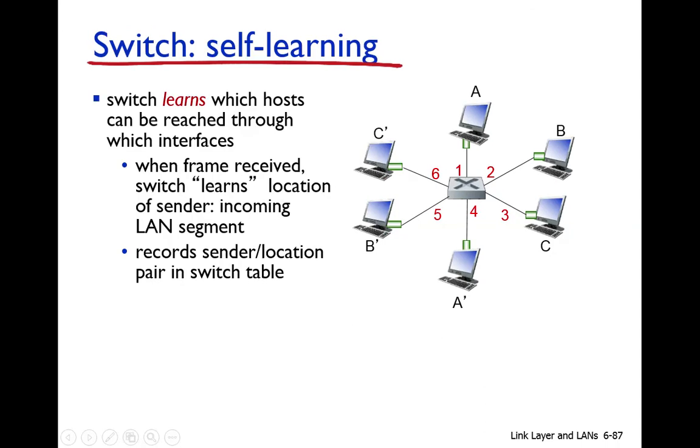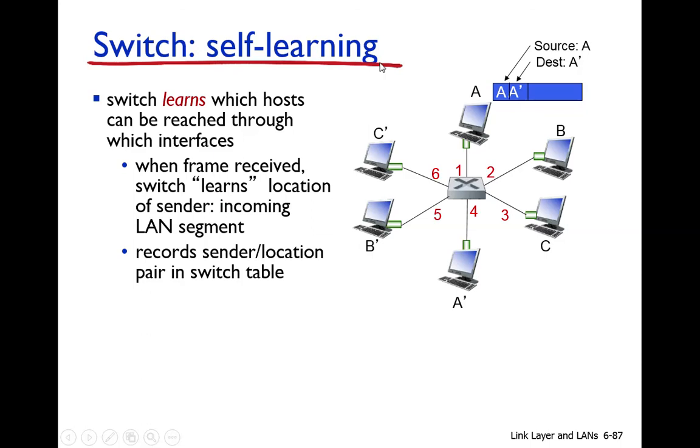So how does the switch self-learning protocol work? The switch learns which host can be reached through which interface. When a frame is received, the switch learns the location of the sender from the incoming LAN segment, and that is recorded as the sender's location in the switch table. How is it done?